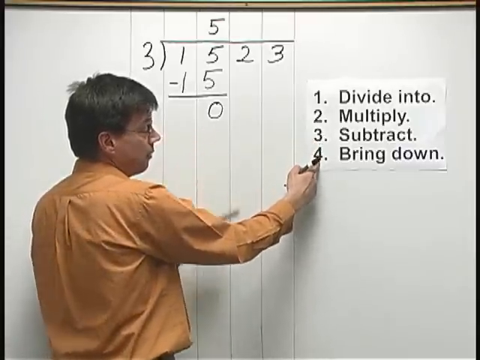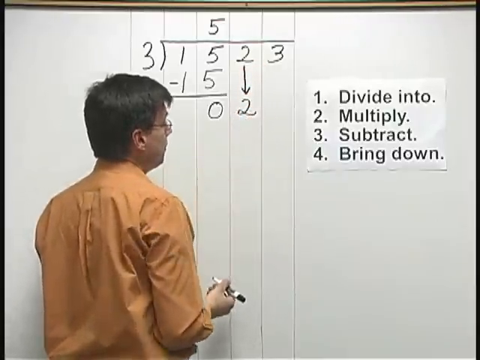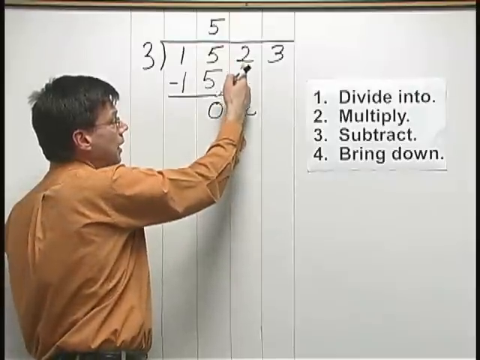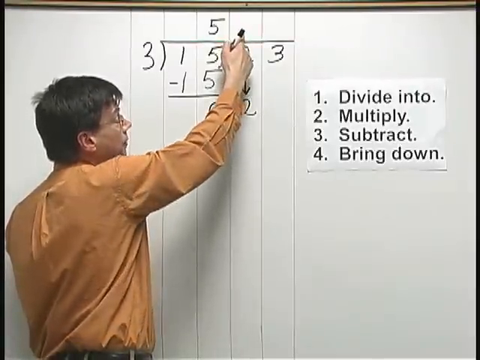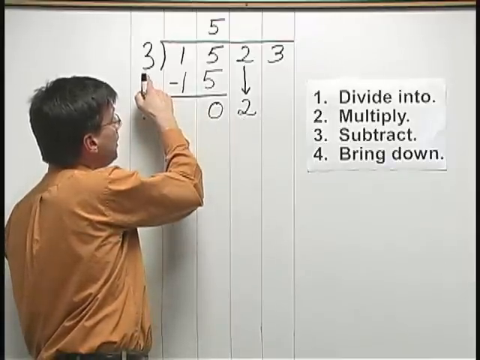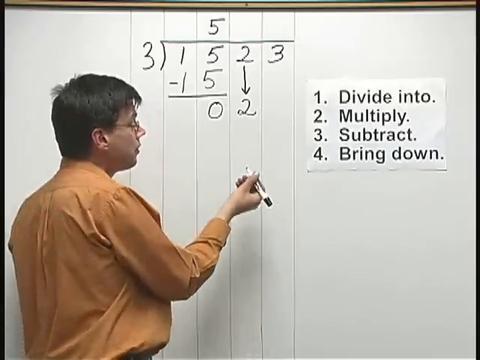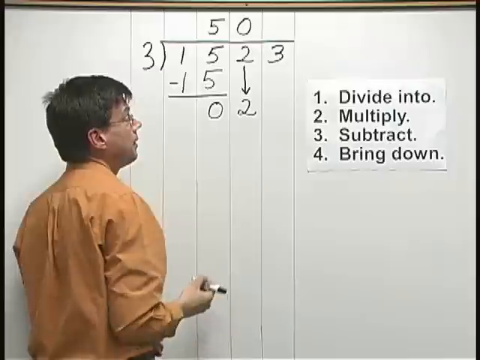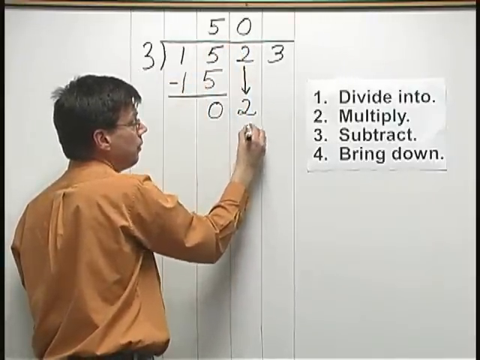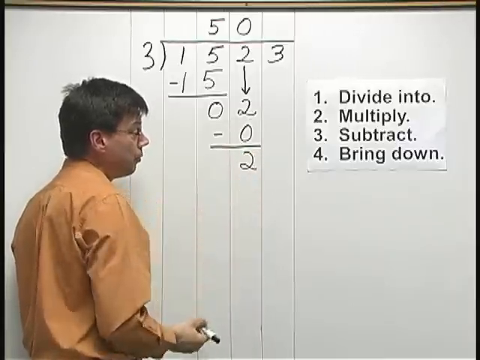Well, after I subtract, my next step is to bring down. I bring down the next digit, which is a 2. After I bring down, I go up to the divide into step. Every time I bring down a digit, I have to write a number up above. Well, I only have 2 now. 3 doesn't go into 2 even one time. In fact, 3 goes into 2 0 times, so I need to write a 0 above that 2. I multiply next. 0 times 3 is 0, and then I subtract. 2 take away 0 is 2.